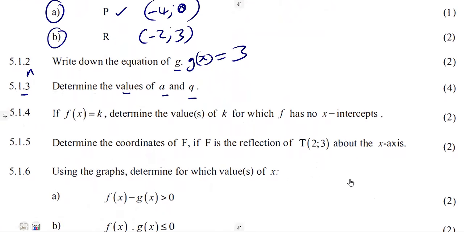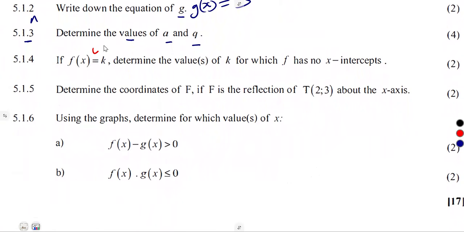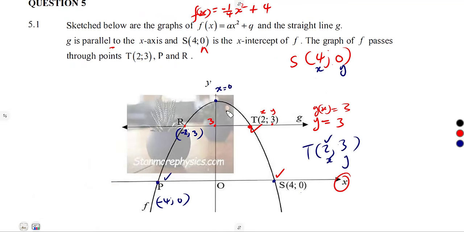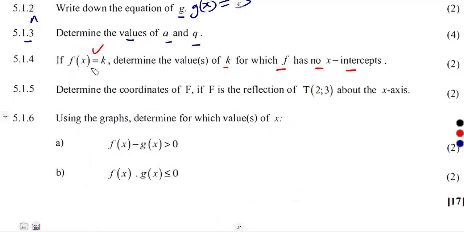All right, considering 5.14, we are given that f of x is equal to k. Determine the values of k for which f has no x-intercepts. All right, so for this function not to have x-intercepts, you focus on the y value at our turning point. Remember, f of x is limited to 4. So for all values of k, because our f of x is represented by k, you work with that f of x, which is the y value at the turning point.